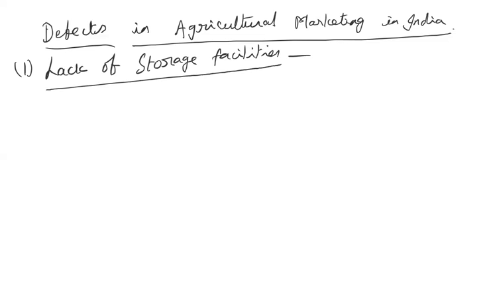The first defect they are facing is that they don't have the proper storage capacity. So, lack of storage facilities. It has been said that whatever storage facility the farmers are having in our country, wherever they are storing, nearly 10% to 20% is eaten away by rats. This is the kind of storage facility the farmers are having.